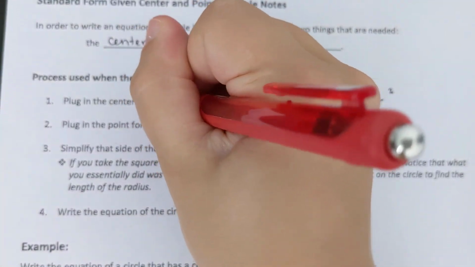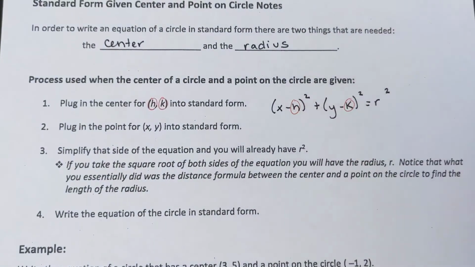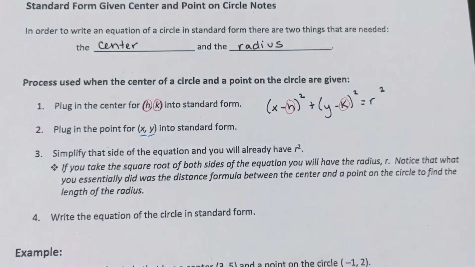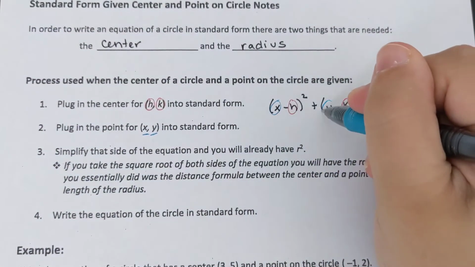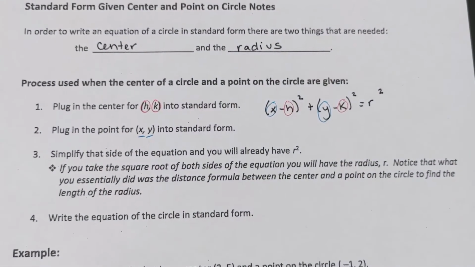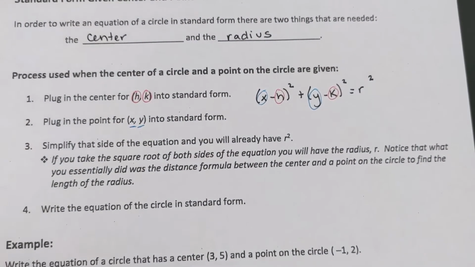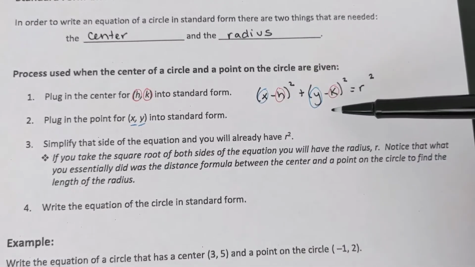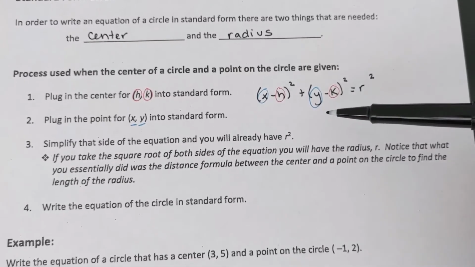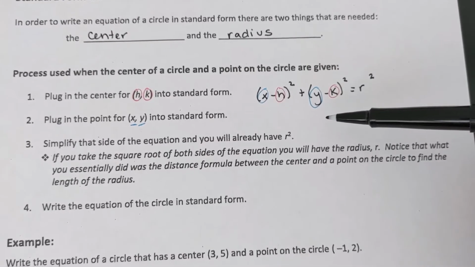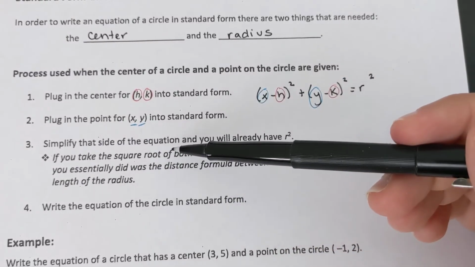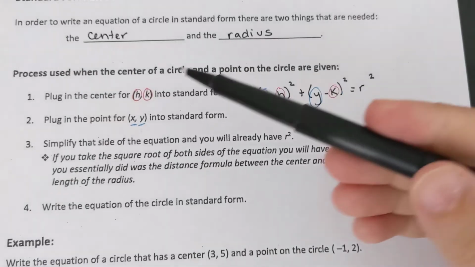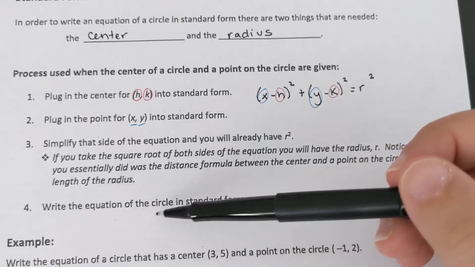So I'll circle h and k in red. We plug those in for h and k. And I'll circle in blue. They're going to give us a point. Points are always x, y. So we're going to plug in x and y also into our standard form. Then we're going to have all numerical values on this side of our equation that we're going to simplify, and it'll simplify down to a number. Once you have that number, you're going to take the square root of both sides. That's how you get rid of the squared, and that's your radius. Then you'll have the center, you'll have the radius, and we will write the equation of the circle.